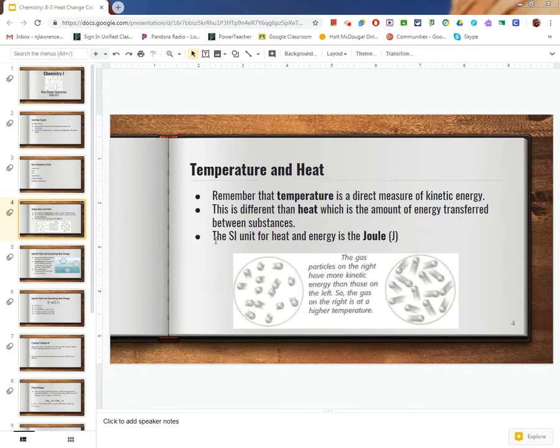The unit we're going to use for heat and energy is joules, which is labeled as a J. As we remember from our kinetic molecular theory, when we have more kinetic energy, we have a higher temperature, which is really because of the joules, the amount of energy that is transferring into the movement of the particles.